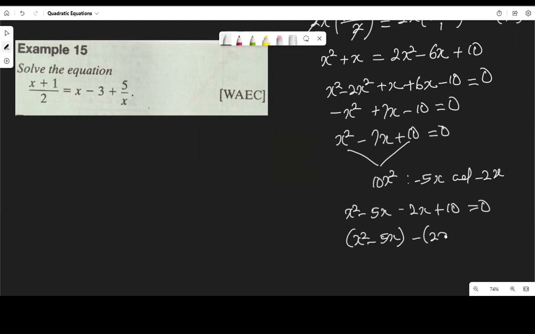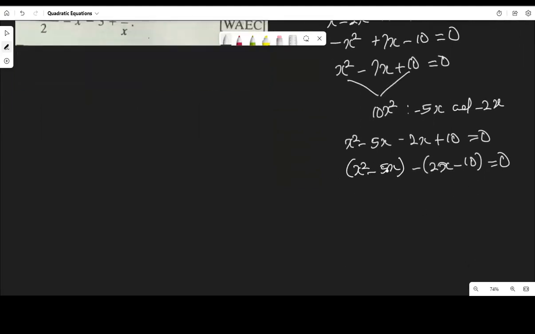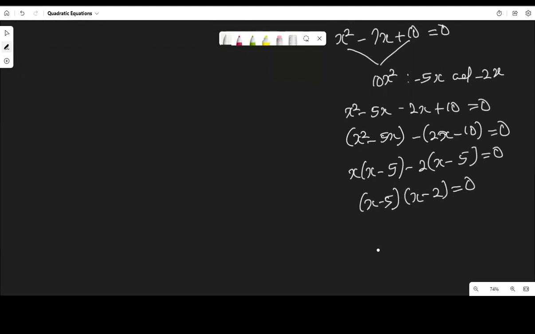Minus 2x minus 10 equal to 0. The plus changes to minus because we introduce brackets. In the first bracket, x is common. x minus 5, minus 2 into x minus 5 equal to 0. x minus 5 is common. Then x minus 2 equal to 0.